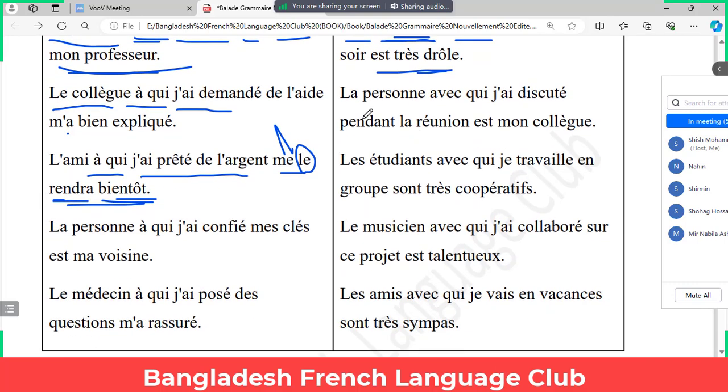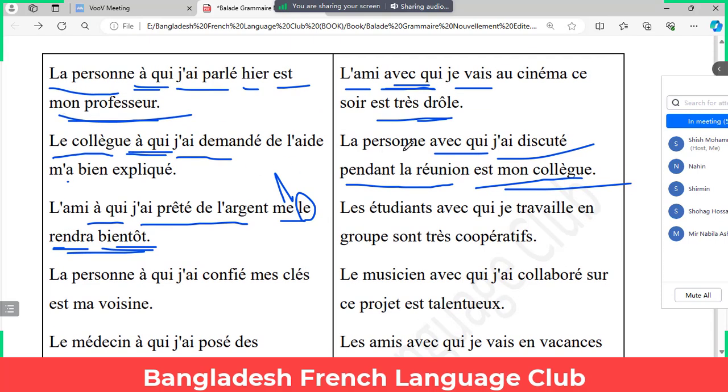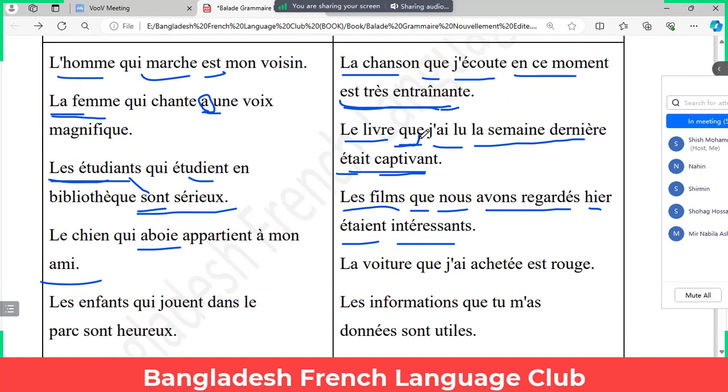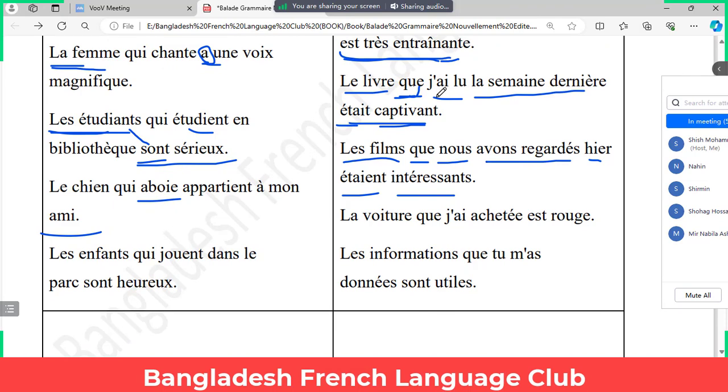Okay. La personne avec qui j'ai discuté pendant la réunion est ma collègue. It means the person with whom, avec qui, with whom j'ai discuté, I discussed during the meeting, pendant la réunion, is my colleague. So, à qui, avec qui, and so on. After it, we see the subject and verb, or it might be an object as well.